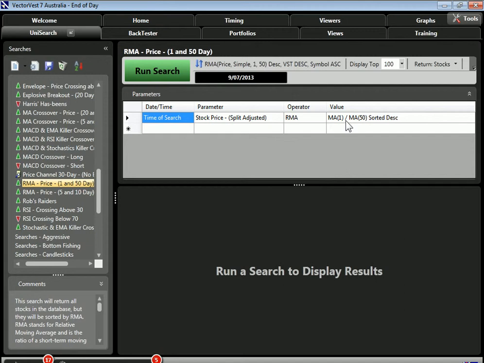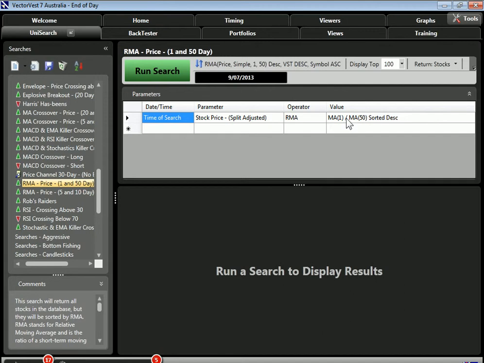So if we sort descending, that likely means the result at the top of the list will have a value greater than 1. The fast is greater than the slow. So in looking at a 1 in 50, price would be greater than the 50-day moving average. The higher the value, the greater the disparity, the further away from the 50 moving average it is. On the flip side, the lower the value, below 1, the further price would be below the 50-day moving average. So hopefully that makes sense.